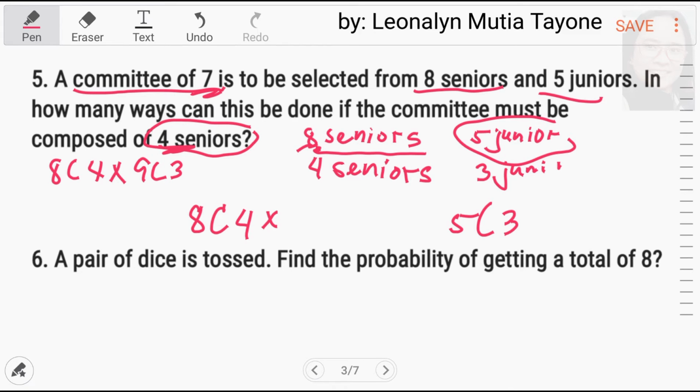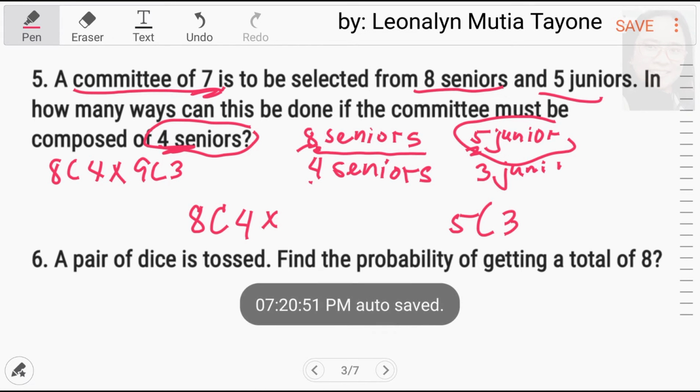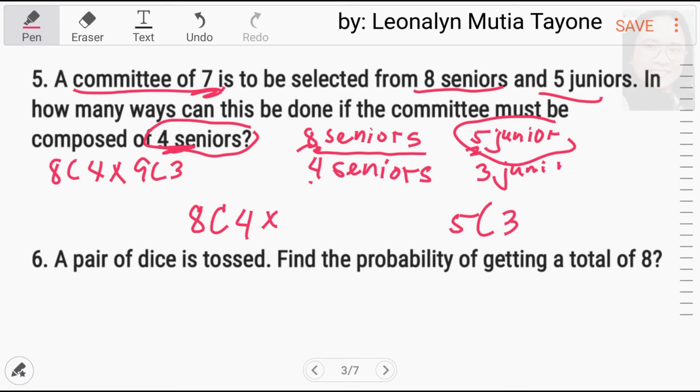Kaya, ang idadagdag ko yung sobra sa mga seniors. Ang 4 nakuha na, so may 4 pang natira. 4 plus 5 juniors. So, 9 silang pagpilian sa 3 pang natirang committee. Kasi mayroon na tayong 4. May 3 pang committee. Kaya, ang sagot ko dito ay 9C3.